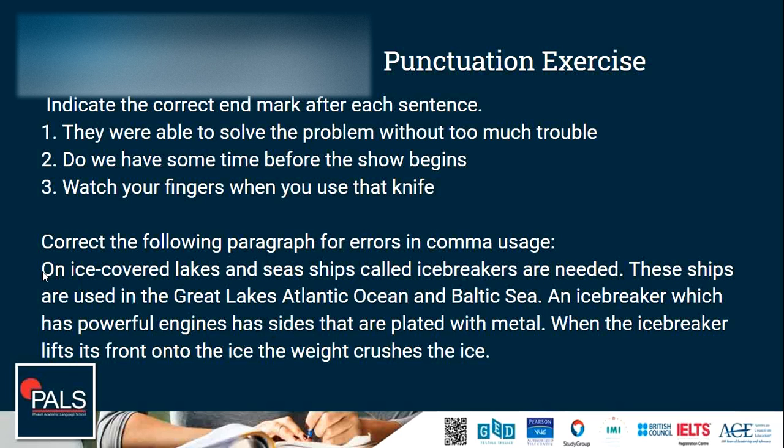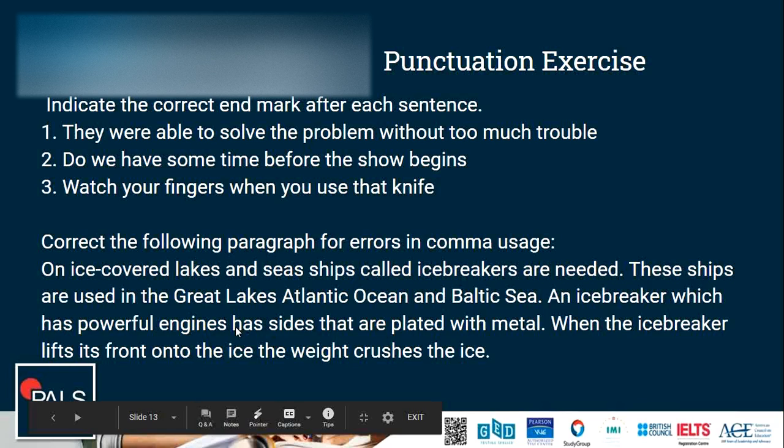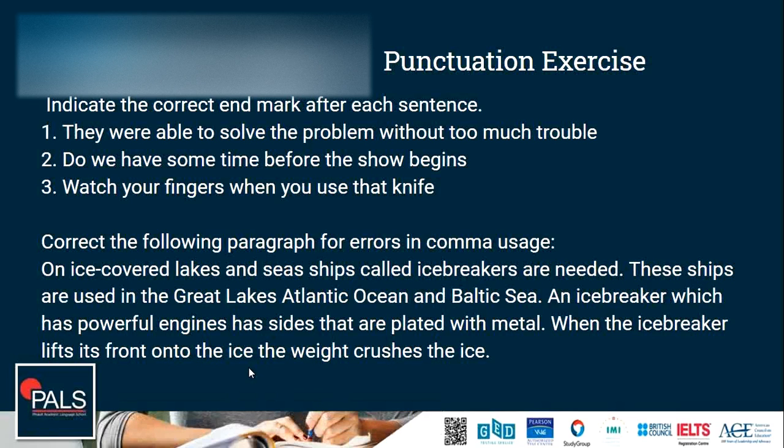Another one here, let's take a look. Let's try to use the comma. On ice-covered lakes and seas, comma, ships called icebreakers are needed. These ships are used in Great Lakes, comma, Atlantic Ocean, comma, and Baltic Sea. An icebreaker, comma, which has powerful engines, comma, has sides that are plated with metal. Because these are two phrases that describe an icebreaker. When the icebreaker lifts its front onto the ice, comma, the wave pushes on the ice.